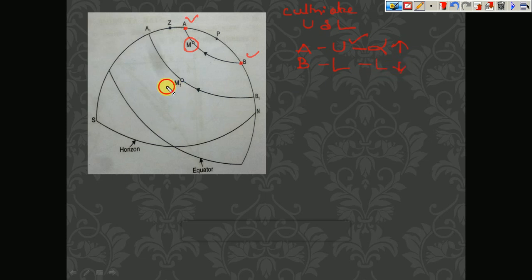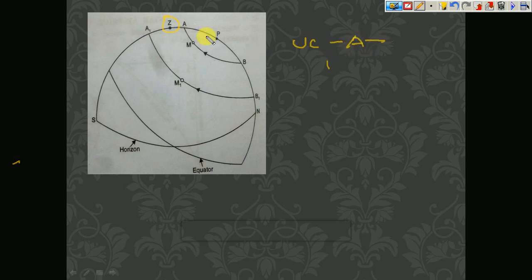Similarly, again star M1 culminates at the points A1 and B1. Again, same thing here: this is the upper culmination and this one is the lower culmination. So you came to know the difference between upper and lower culmination. Now I am telling one important concept over here. Just consider the zenith, that is the Z zenith point over here.